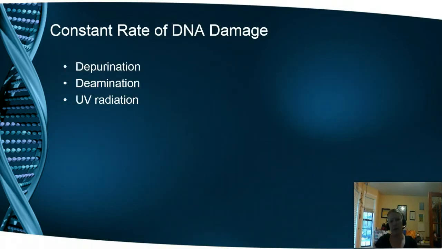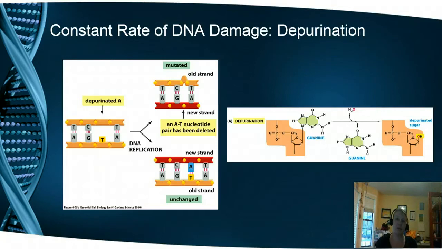So there's three main types of DNA damage: depurination, deamination, and UV radiation. And I'm going to talk about each of these in the next 3 slides. First of these is depurination. And what happens is DNA is moving around just like every other molecule in the cell. And sometimes when they bang into each other, the DNA will lose a purine. So it just disappears. The A will just disappear.